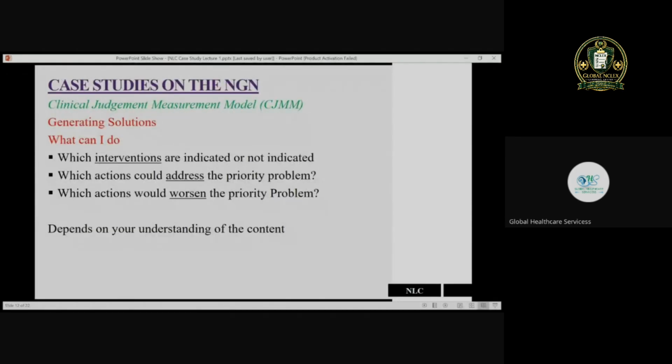Next, generating solutions. What can I do? Which interventions are indicated or not indicated? Now we are moving to another type of question. They will give you options asking whether these interventions or actions are required or not required, appropriate or not appropriate. Which actions would worsen the priority problem? Which actions could address the priority problem? It depends on your understanding of the content.